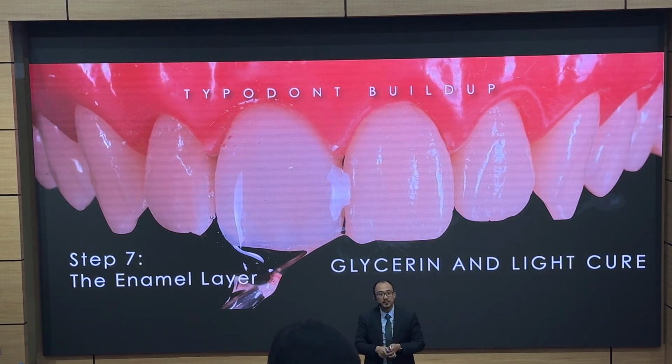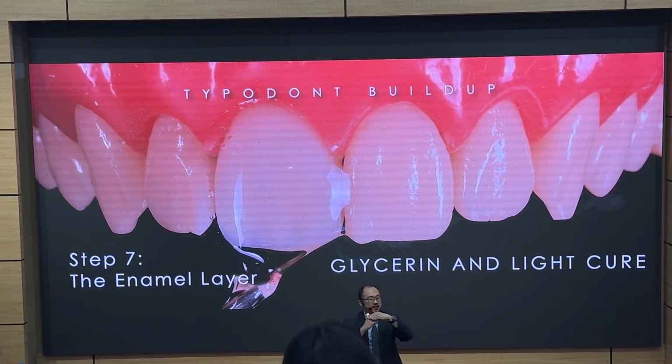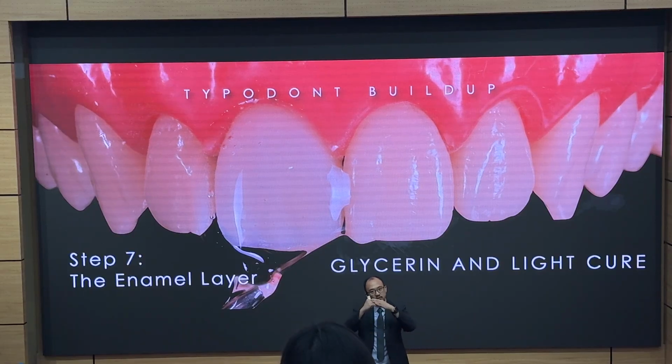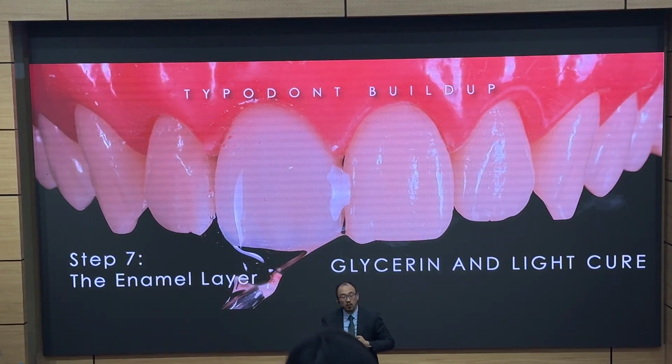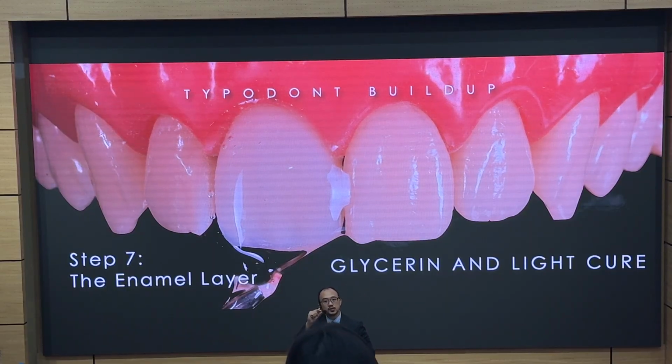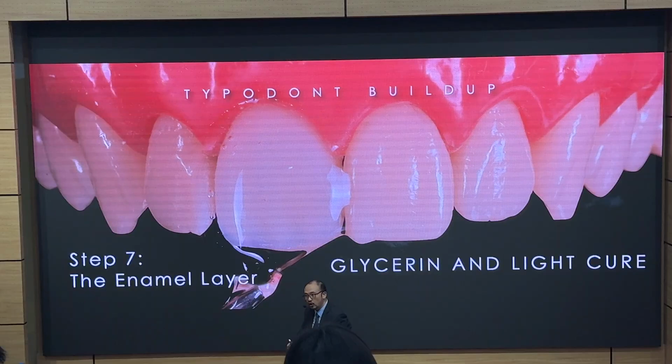Which is fine, because that allows us to add one layer over another layer over another layer. The problem is on the very, very final layer, there will always be around 40 microns of composite that's not set because that layer is exposed to oxygen.